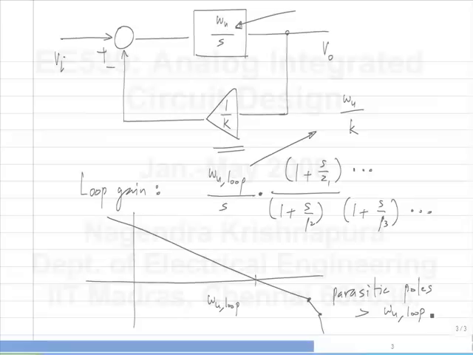Now similarly, just like we analyzed before, you can add a left half plane zero to compensate the effect of some of these parasitic poles. Or if you do have right half plane zeros, then they also have to be well away from the unity gain frequency.